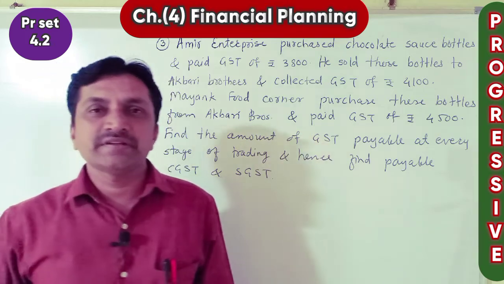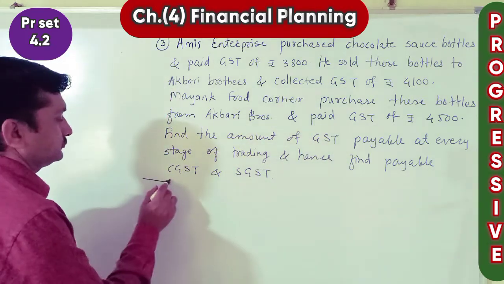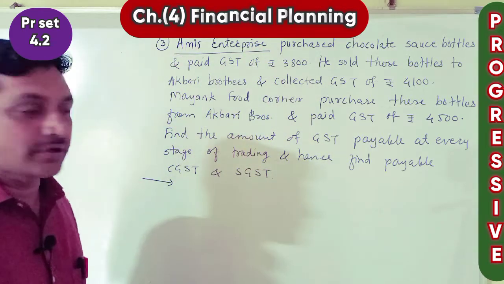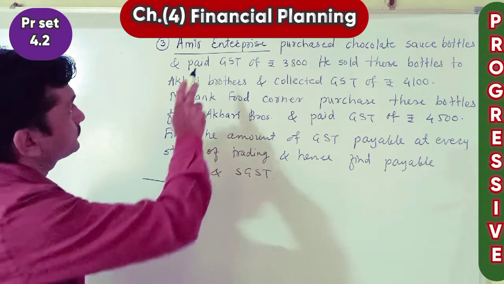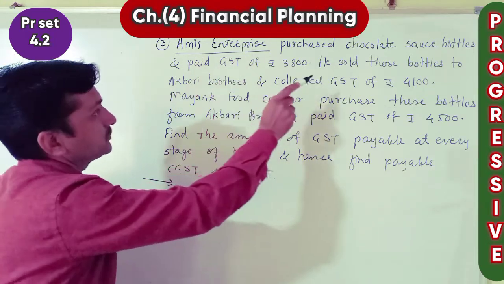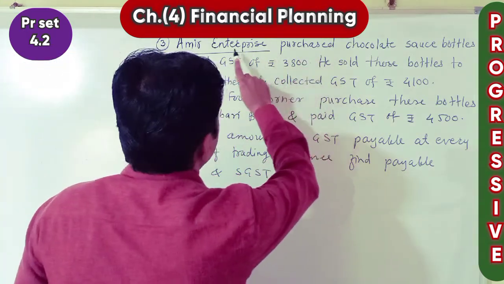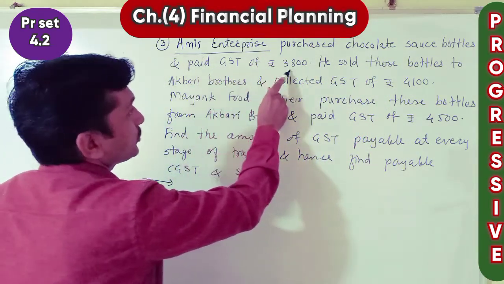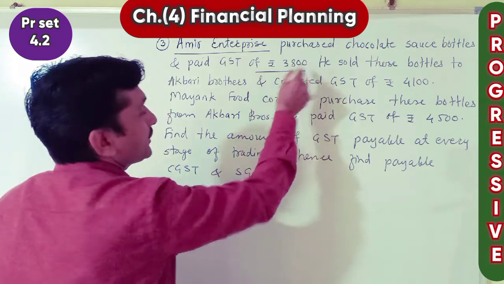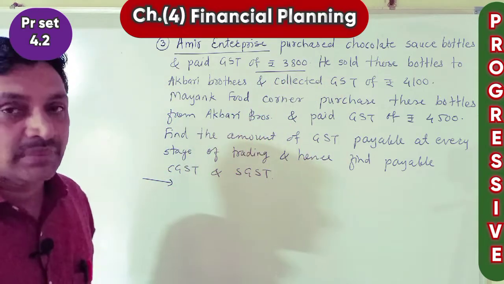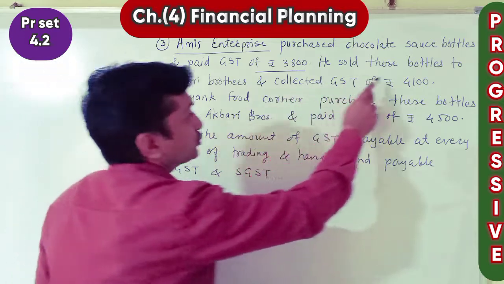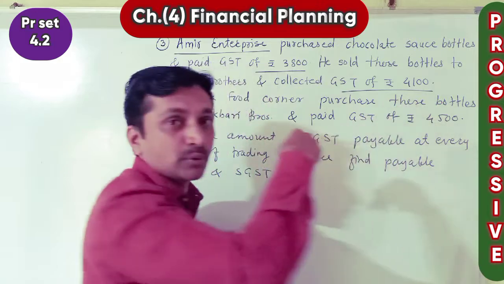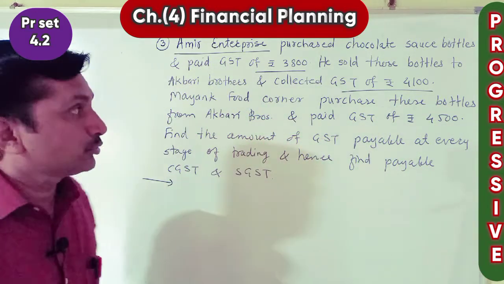Dear friends, let's see example number 3. Here there are two stages of trading. First, at Amir Enterprise, Amir Enterprise purchased chocolate sauce bottles and paid GST of rupees 3800 at the time of purchase, that is ITC. He sold those bottles to Akbari Brothers and collected GST of rupees 4100 at the time of sale, that is output tax. Okay, this is the first stage.